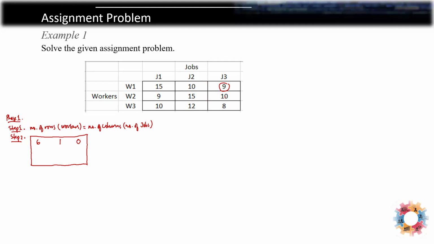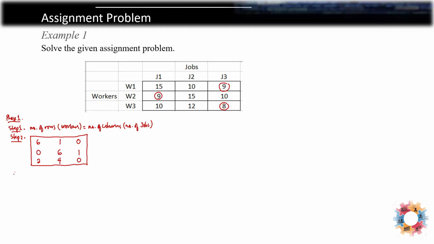And then let's proceed to row 2. The smallest number there is 9. So 9 minus 9 is 0. 15 minus 9 is 6. 10 minus 9 is 1. And then the third row, the smallest number is 8. So we have 10 minus 8 is 2. 12 minus 8 is 4. 8 minus 8 is 0. So that's step number 2.